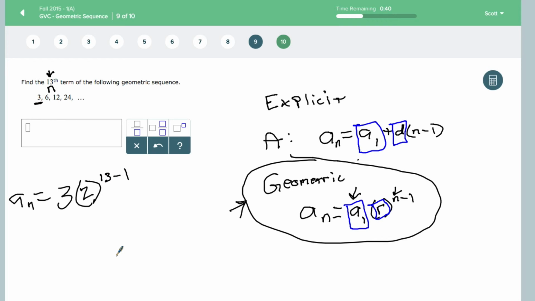And I type that into my calculator. 3 parentheses 2 parentheses raised to the 13 minus 1. Enter. And I see that my 13th term in that list of numbers is 12288.